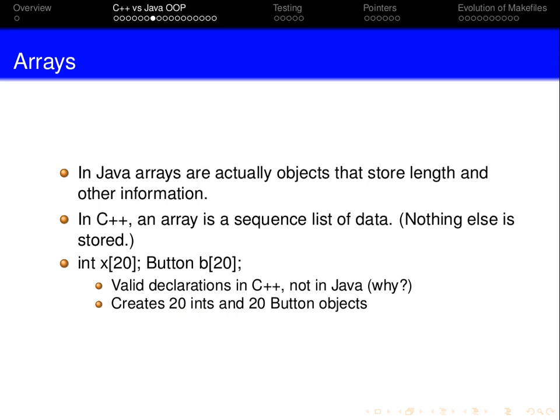Okay. In Java, arrays are actually objects that store length and other information. So since in Java an array is an object, where does it exist? In what piece of memory? It's an object. All objects require new, which means it exists on the heap. In C++, an array is a sequence list of data. Nothing else is stored. So int x[20], bool b[20]. Where are those variables located in memory?